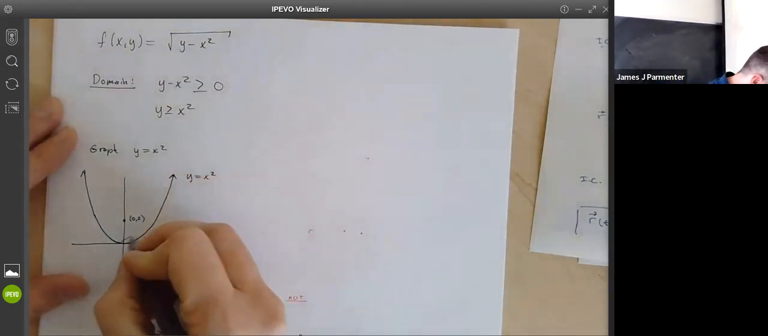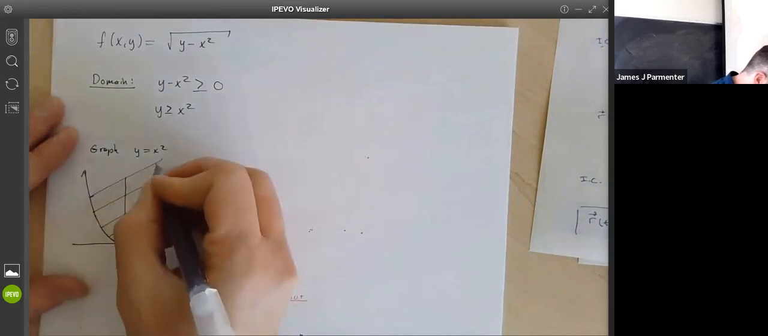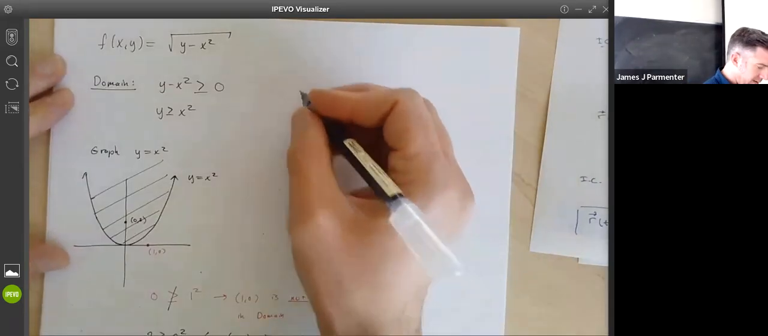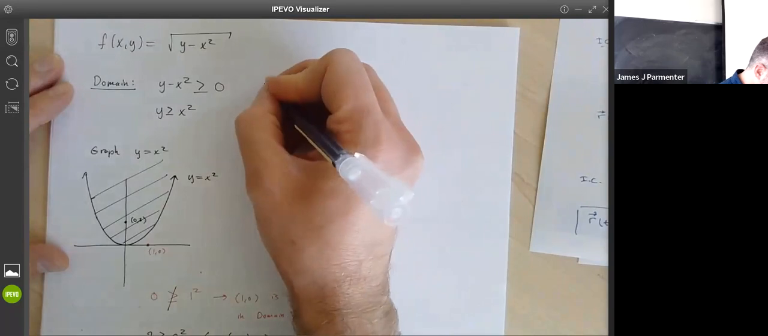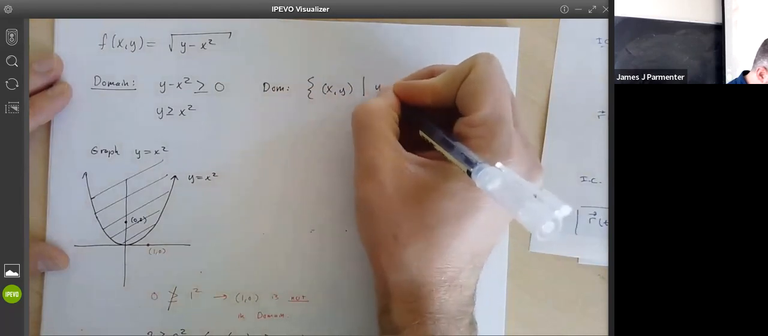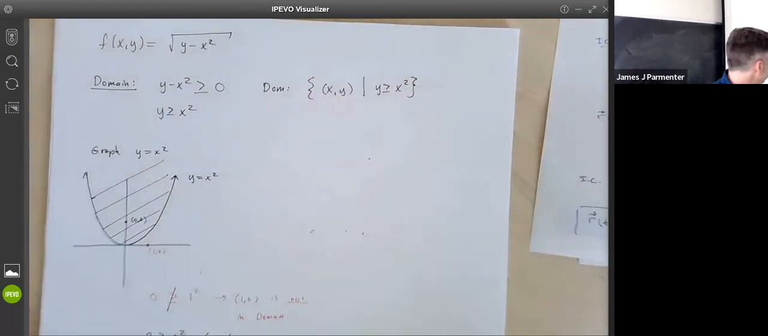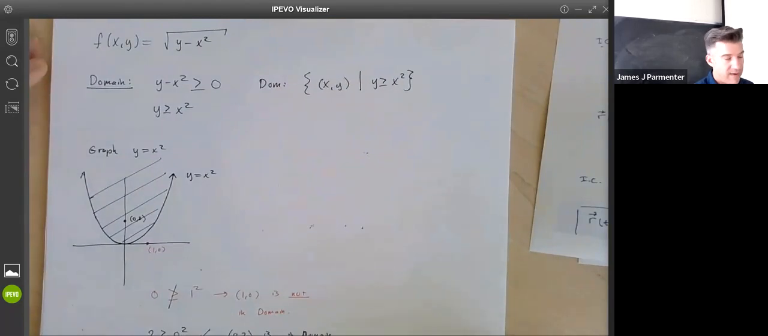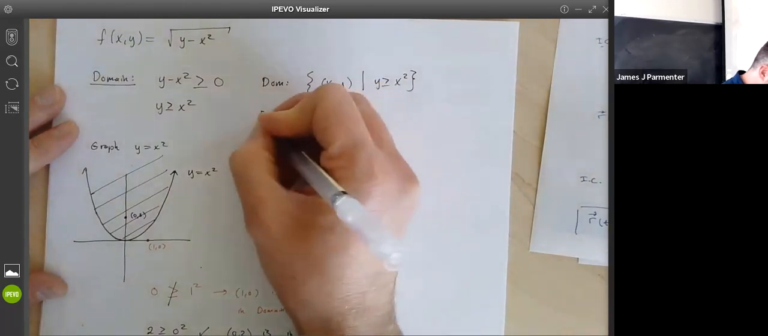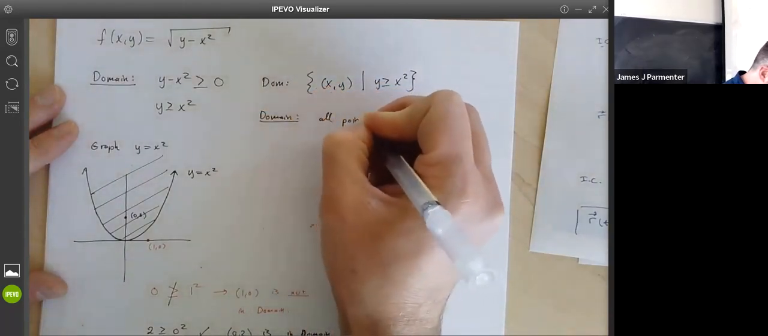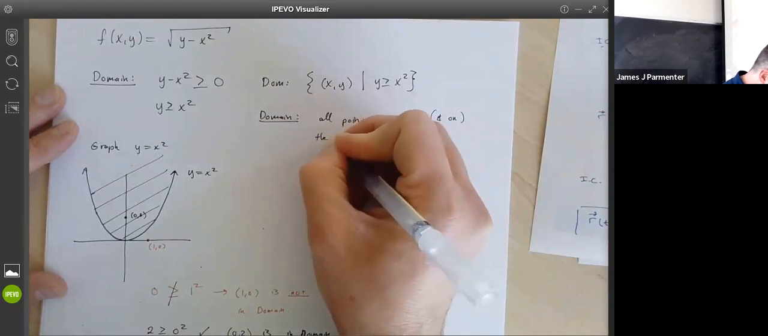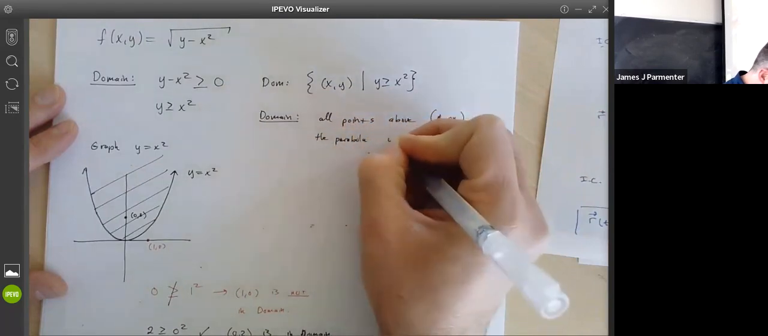So here's my domain. It's everything over here, including the boundary. Here's the not exciting way I would write it: the domain is the set containing all coordinates x comma y such that y is bigger than or equal to x squared. If I had to use words to describe my domain, I would say my domain is all points above and on the parabola y equal to x squared.